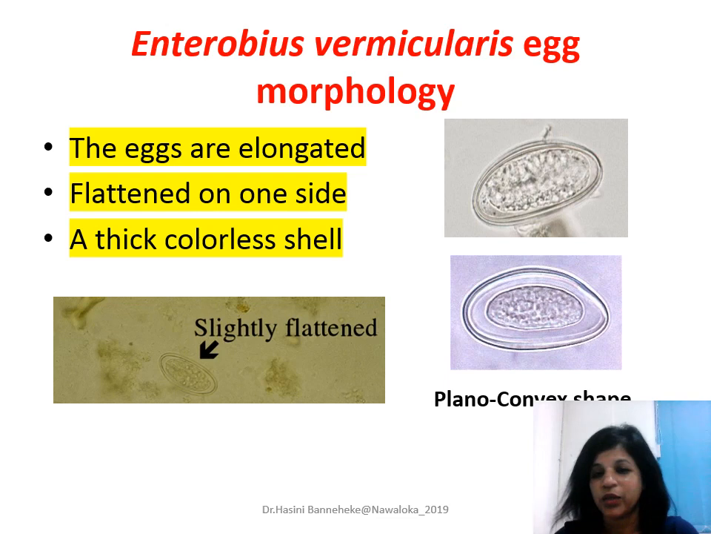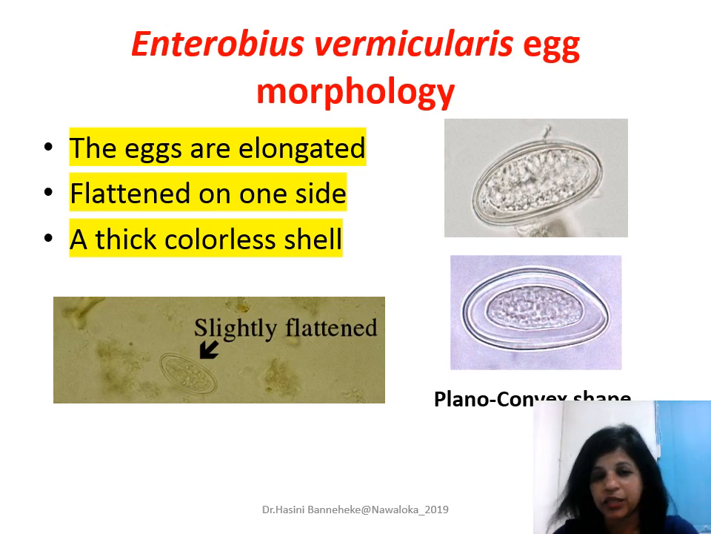You could see the plano-convex shape. That means one side is flattened, the other side is more or less curved, and it has the tadpole larva inside, which may be seen or not. Or obviously you can see it, but the tadpole appearance may not be very obvious.